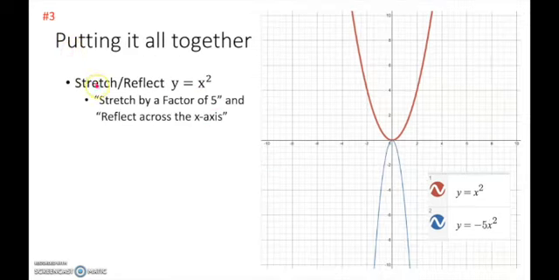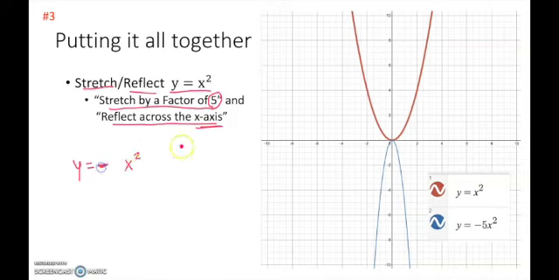Here's our last example. We're going to be stretching and reflecting this parent graph of y is equal to x squared. We're going to stretch it by a factor of 5 and reflect it across the x-axis. So, firstly, what do we do to reflect across the x-axis? What do we do to our x squared term? We're going to place a negative in front of that, right? So, by placing a negative, it will flip it across this x-axis.